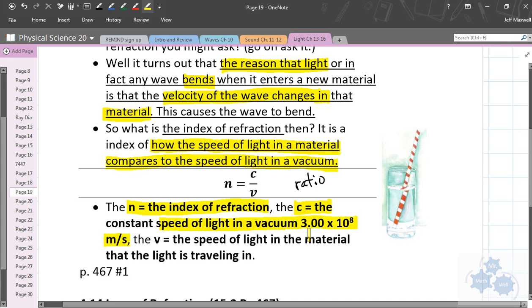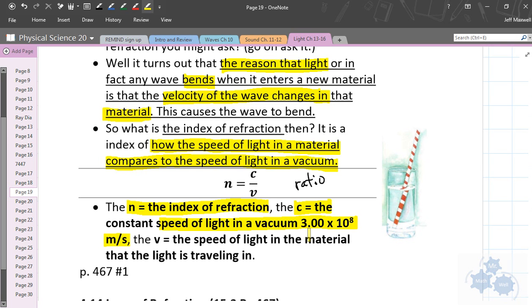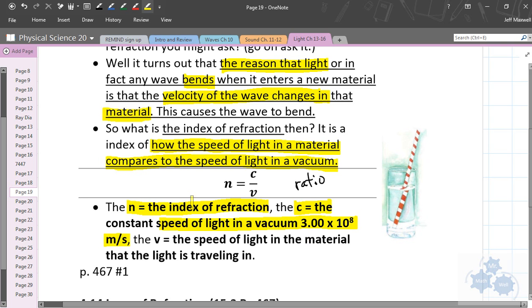So in air, it slows down slightly. Not too much, but very, very slightly. And in certain chemicals, in glass, in water, in diamond, it slows down more and more and more. And so V is the speed of light in the material that we're talking about.